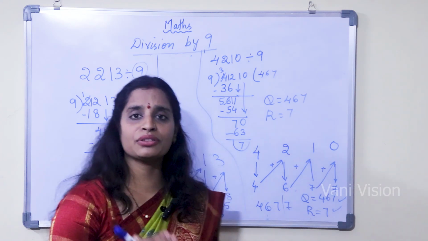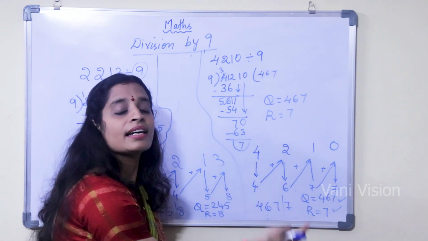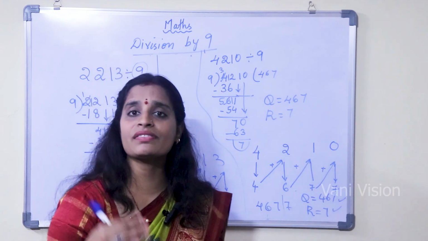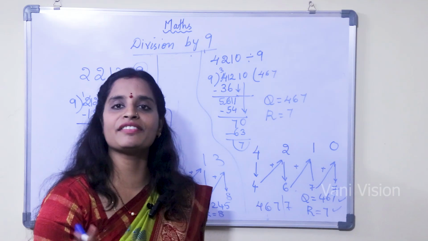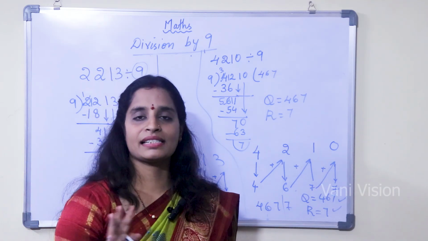So I think you have understood it clearly. If you are not getting it from one example, go through the next example, see the video up to the end. Then only you are going to understand the concept. Okay, practice with some other numbers. Then you will be perfect in the division by 9. Clear? I think you understand it clearly.